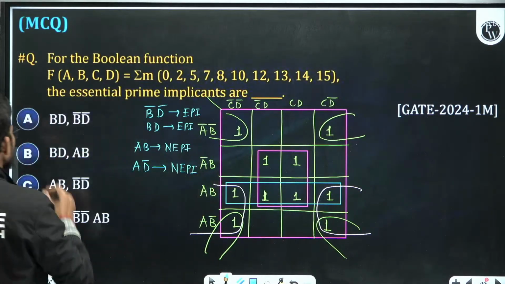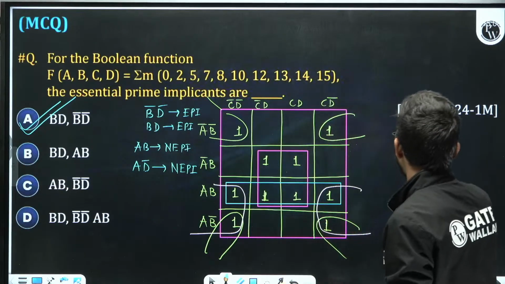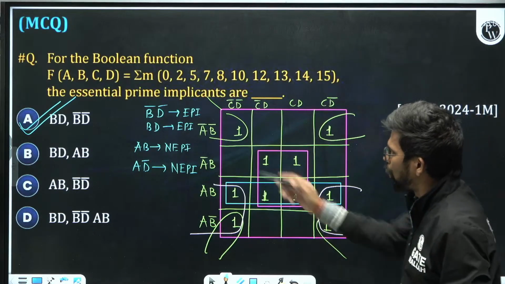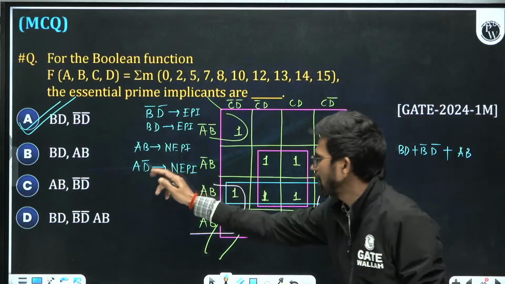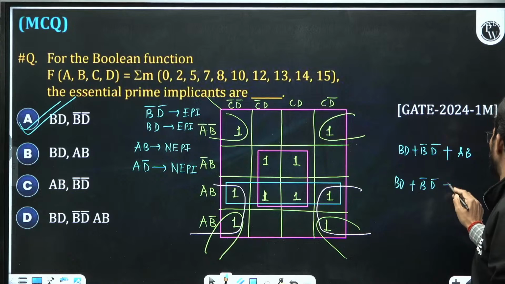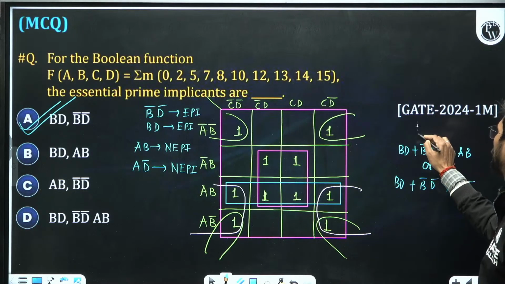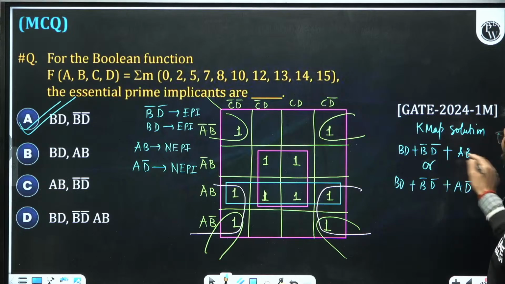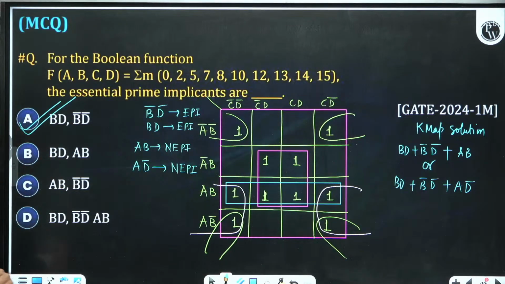Okay. So the essential ones are BD and B bar D bar. While in the K-map solution, essential ones will definitely be there. If I make AB first, then I will not make this AD bar group. And if I make AD bar first, then I will not make this group AB. So the solution of K-map is this: either this solution with 3 quads, or this solution with 3 quads. But the essential prime implicants are only the ones in option A.